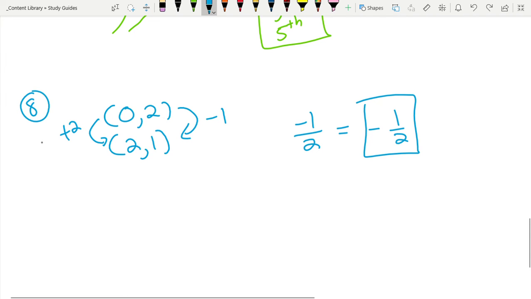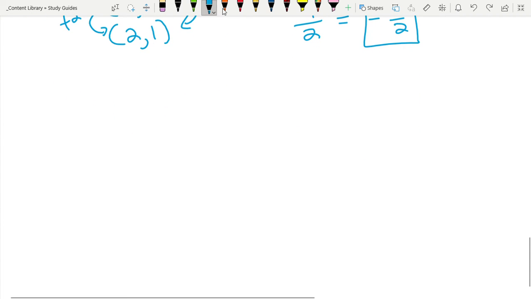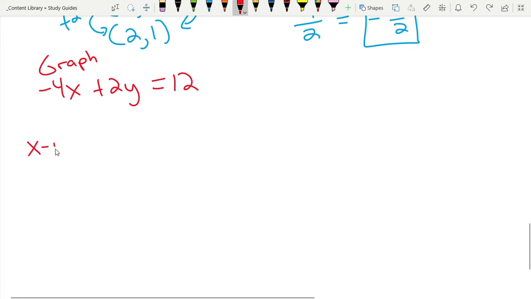Moving on to page 3, we're already on number 9, so you can see how quick these questions are if you know what you're doing. We have negative 4x plus 2y is equal to 12, and they ask us to graph this. And it says only using the intercepts. So again, we're going back to that problem of can we find an x-intercept and can we find a y-intercept?